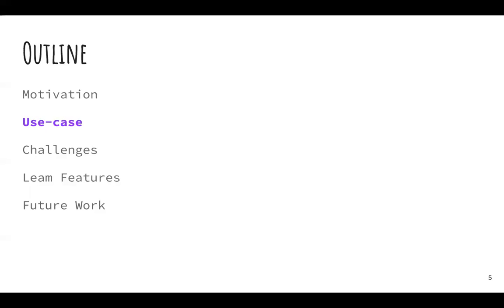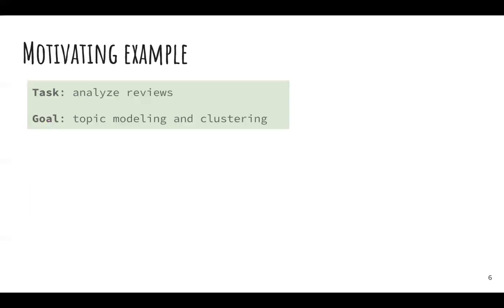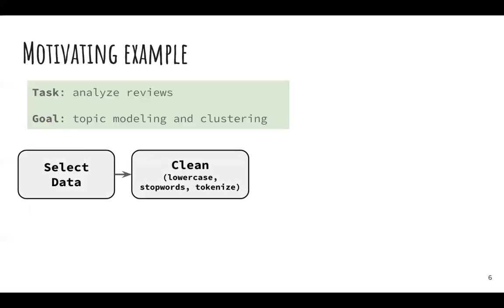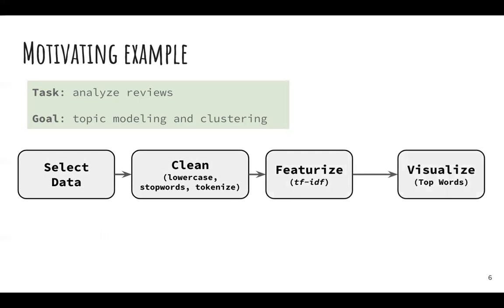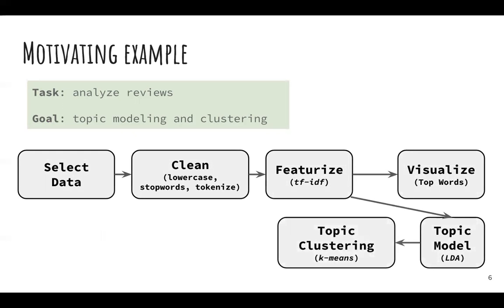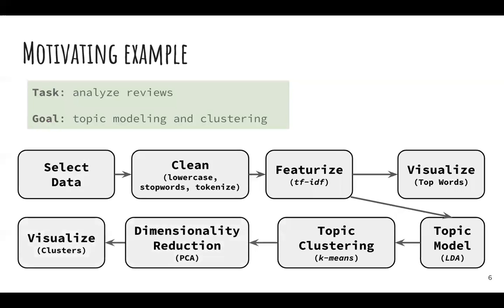Let's see a motivating example to better characterize the problem domain. Let's assume that a data scientist at an e-commerce company is tasked with analyzing customer reviews of products. To characterize the review corpus better, they would like to perform topic modeling and clustering on the review corpus. This is a multi-step process involving operations related to cleaning the data, creating feature vectors from the reviews, visualizing and evaluating the quality of the features, performing topic modeling, clustering reviews into topics, and finally visualizing the clusters.